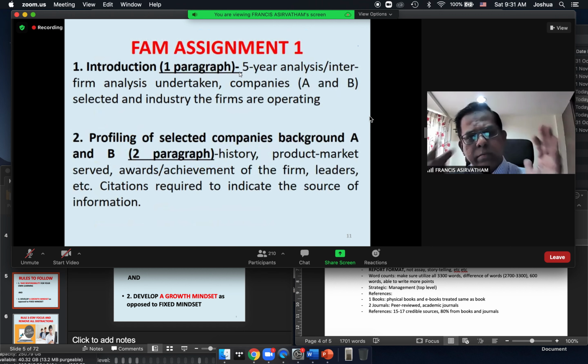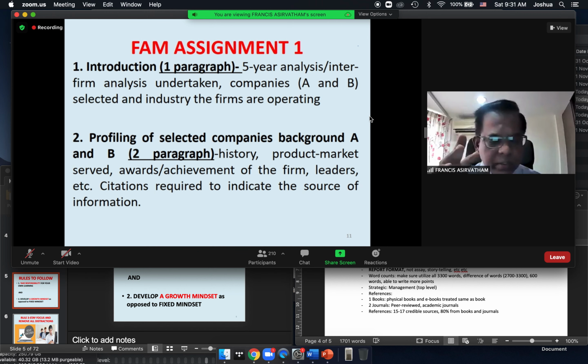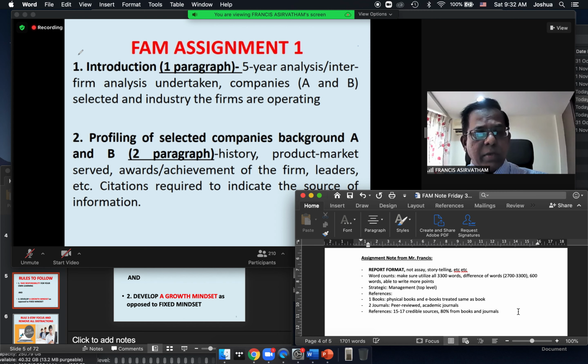Next, assignment 1 will have an introduction. In this introduction, you just write down that you're going to do a 5-year analysis. You can kickstart immediately. If you have selected the company, you write down what company you have selected and what industry they are in. It won't take long to explain this. And I put there 1 paragraph. My definition of 1 paragraph is 50 words. If anybody is still not clear, it's 50 words only. Don't go more than 50 words to explain 1 paragraph, because we're very sensitive about word count.